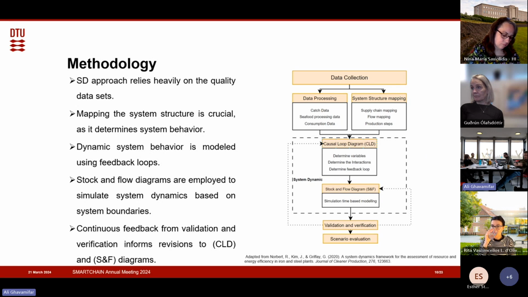And then after building the stock and flow diagram, we had some meetings and interviews with Gudrun, Nina and Magnus to validate and verify our model. So we did a validation in the first step, got some feedback, and then tried to revise our CLDs and the stock and flow diagram. Then after the first steps of validation, we tried to develop some scenarios and evaluate our system. So this is the methodology that we have used now.